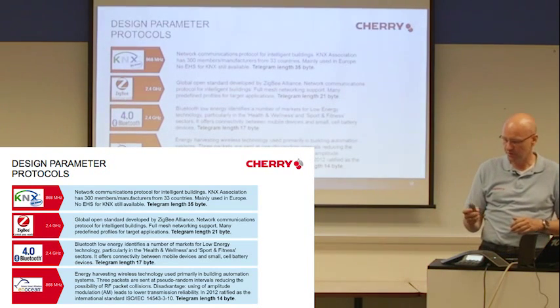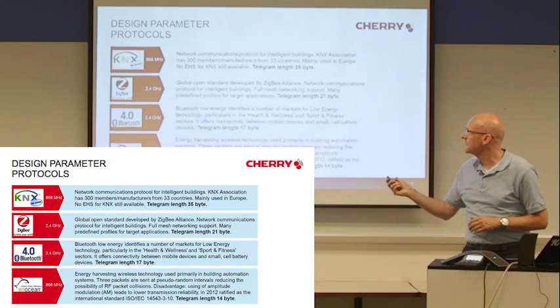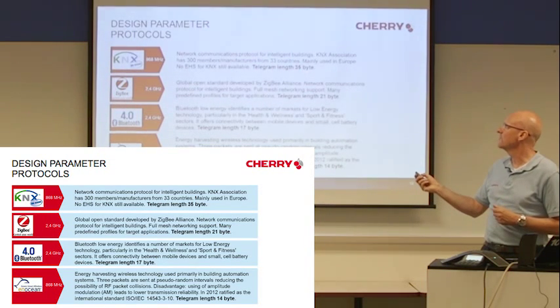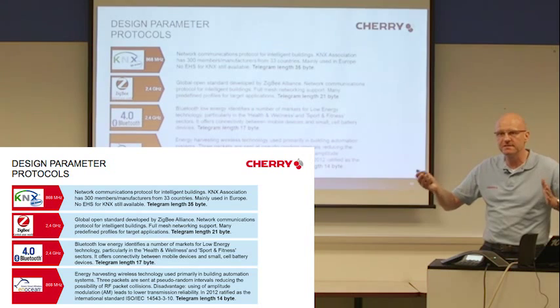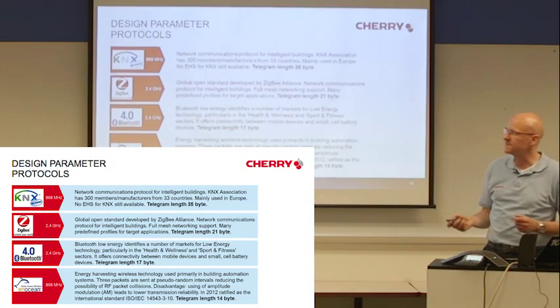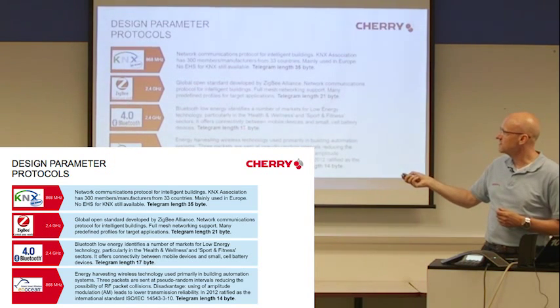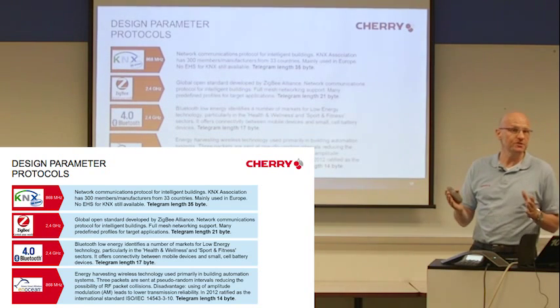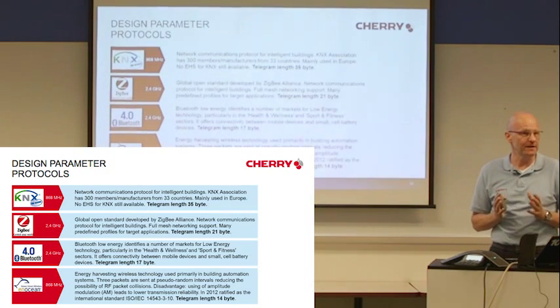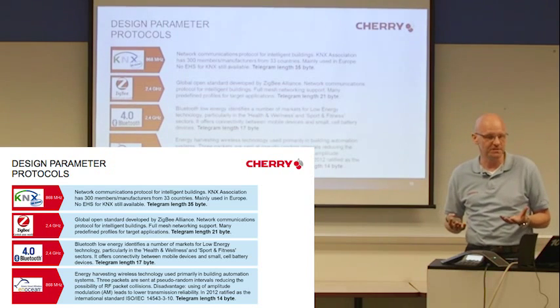Is there also a pointer inside? Yes. Telegram length you can see here is 35 bytes. Bytes is the number of data inside. ZigBee you can see is 21. It's not as long as KNX. Bluetooth is 17. It's shorter than all these. And EnOcean you can see here is only 14 bytes. So EnOcean creates a very short telegram, especially for energy harvesting systems.